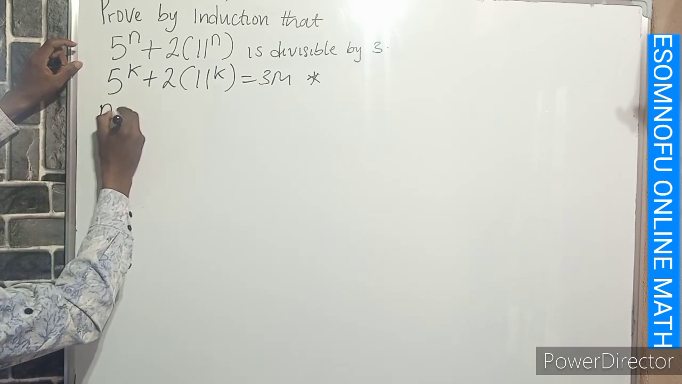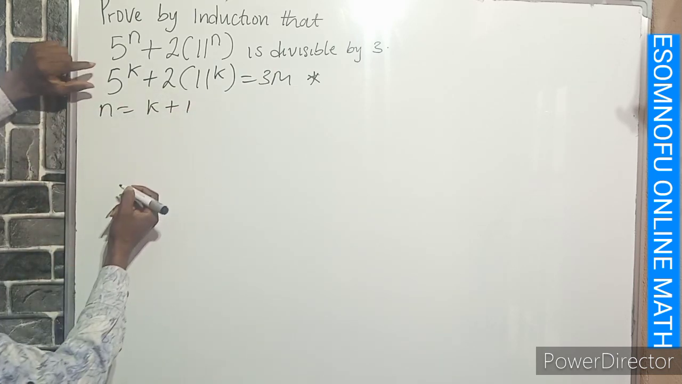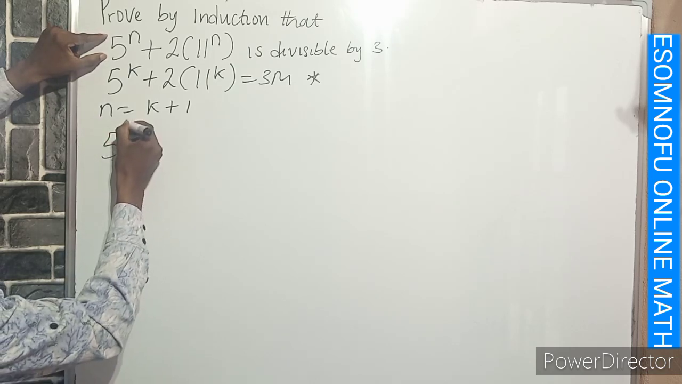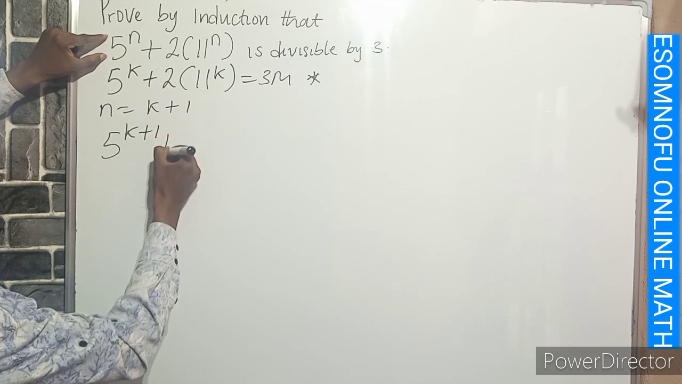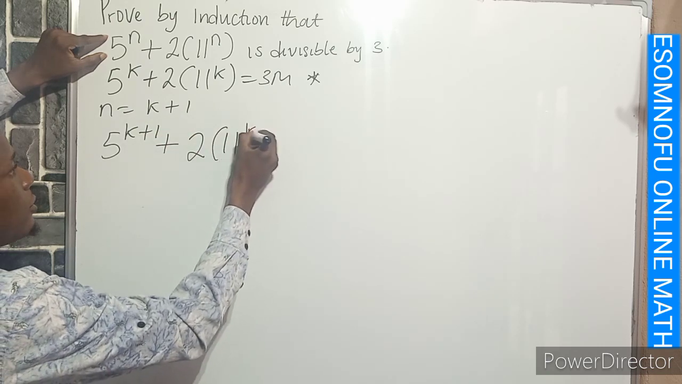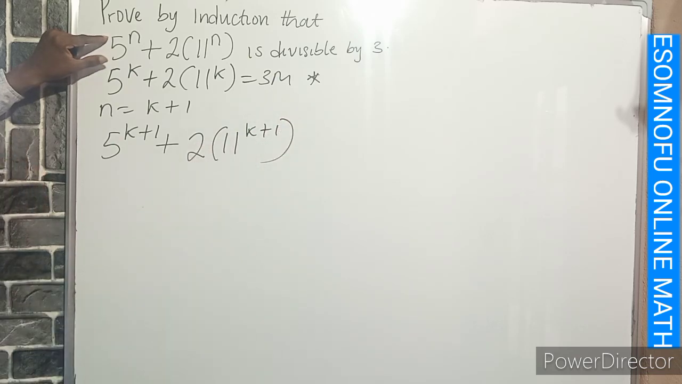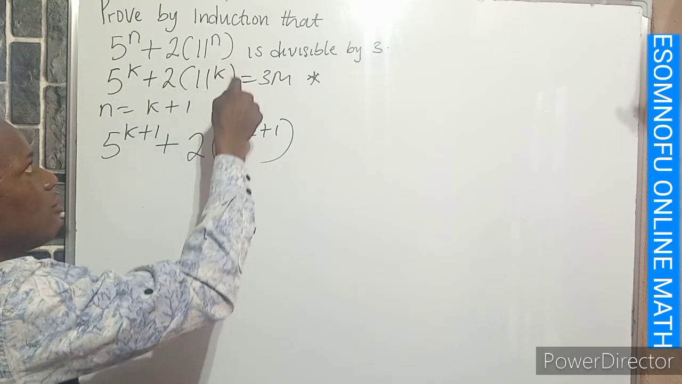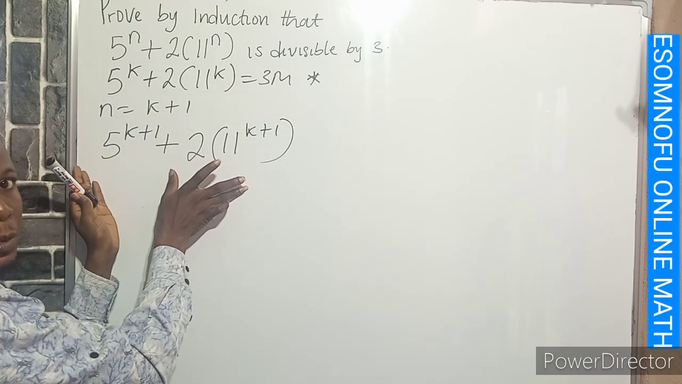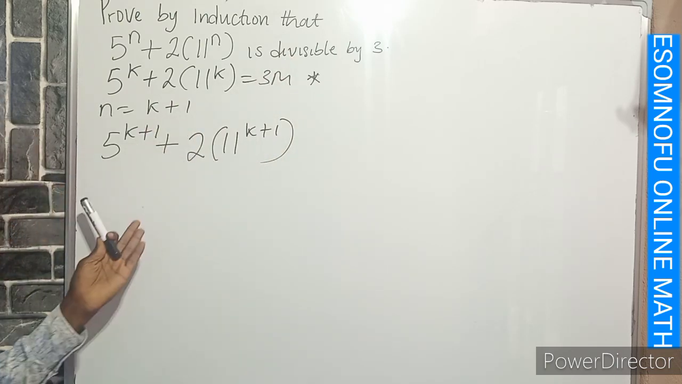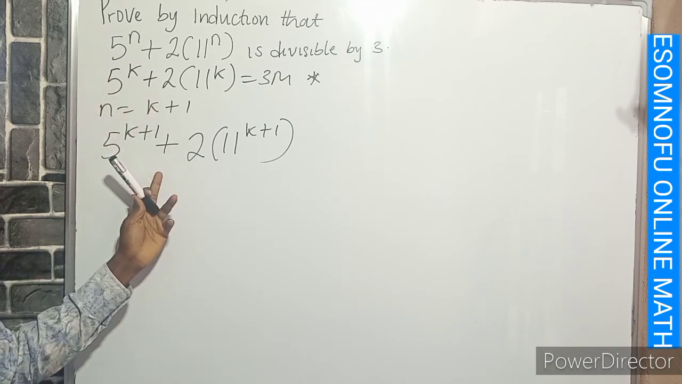So for n equals k plus 1, look at what we have. Anywhere you see n, you put k plus 1. So this is 5 to the power of k plus 1 plus 2 into 11 to the power of k plus 1. The idea is to see if we can get this 5 to the power of k plus 2 into 11 to the power of k in this particular expression, so that we can plug in 3m there to represent it. But if you take a look here, it is almost impossible to generate this.